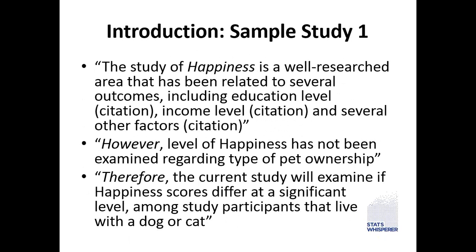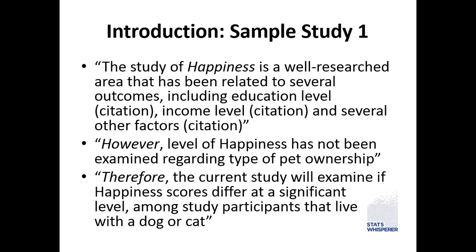So there's a specific language, right? We just can't say, you got to read this. It's really important, right? There's a specific scientific language that can persuade the reader in that direction, right? So we build up with a crescendo. So we say, the study of happiness is a well-researched area, right, that's been related to several outcomes.